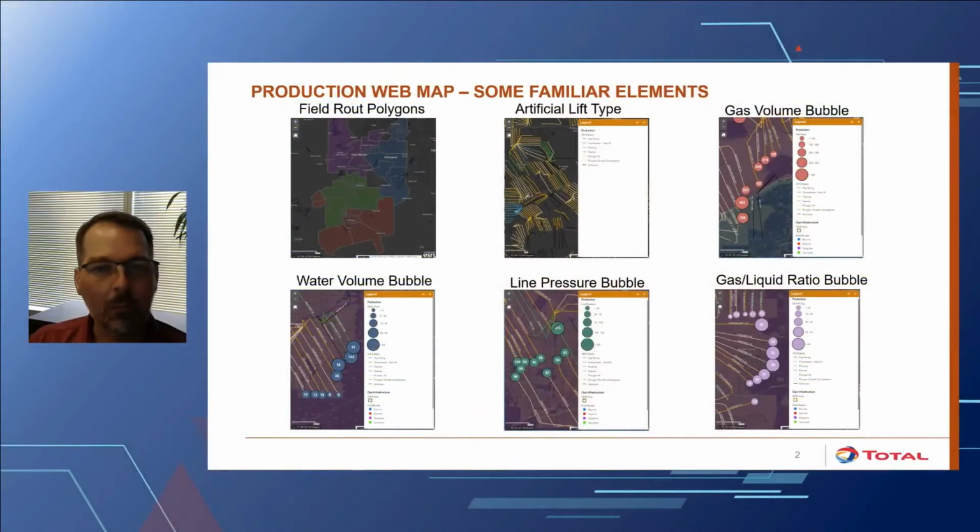Our production web map application contains some common elements familiar to many people in our industry. We display things like field route polygons, wellbore symbolized by artificial lift type, daily gas bubble volumes, daily water bubble volumes, daily line pressure bubble volumes, and gas to liquid ratio bubbles.